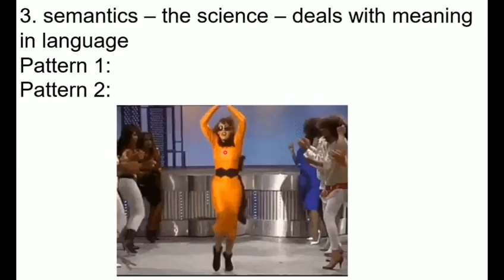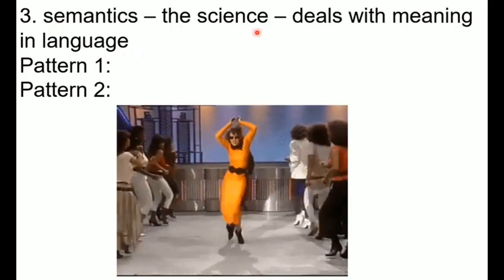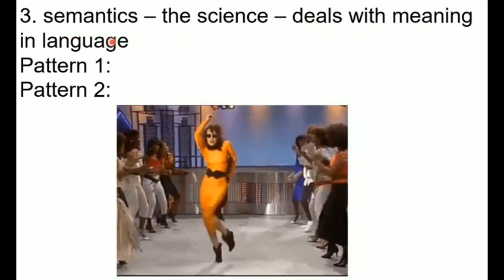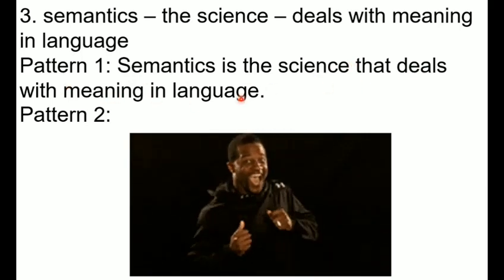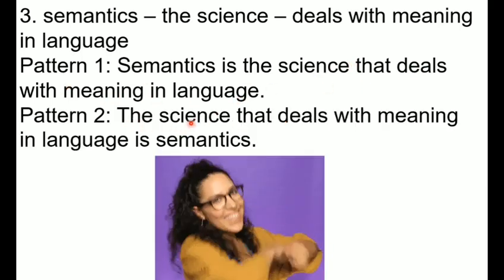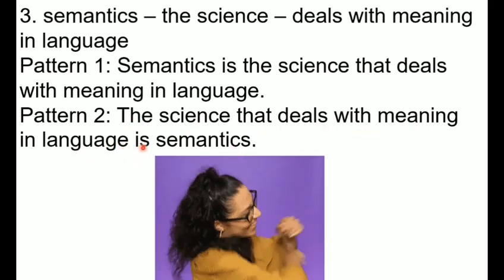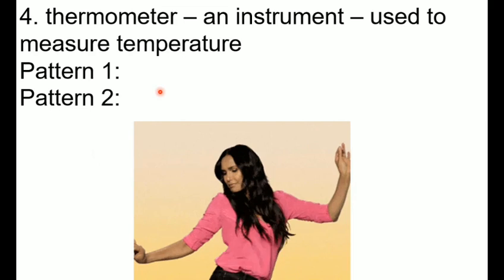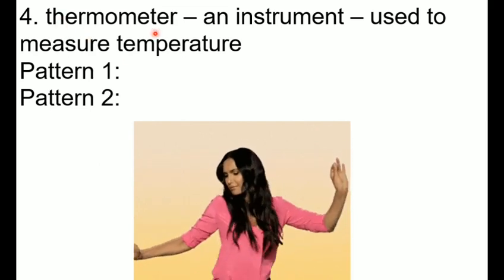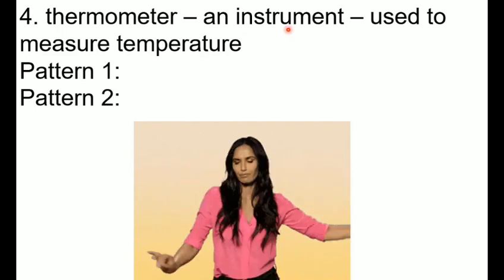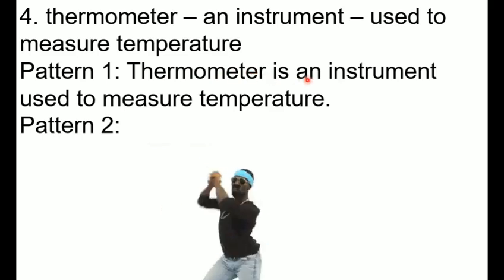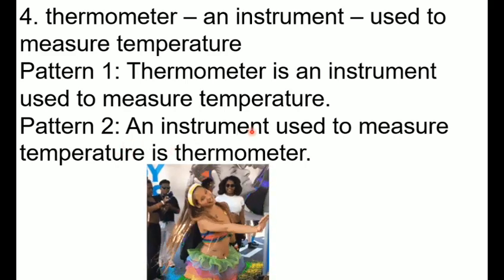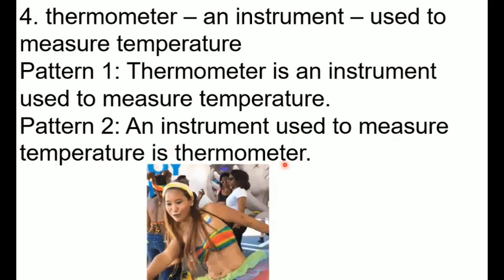Okay. Number 3, semantics, the science, and then deals with meaning in language. Pattern 1, semantics is a science that deals with meaning in language. Pattern 2, the science that deals with meaning in language is semantics. Okay, number 4. Term is thermometer. Class is an instrument. Distinguishing characteristic is used to measure temperature. Pattern 1. Thermometer is an instrument used to measure temperature. Pattern 2. An instrument used to measure temperature is thermometer.